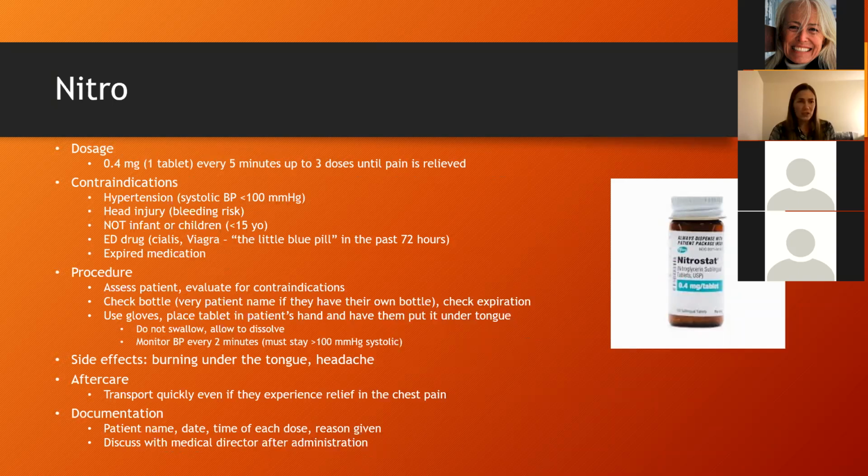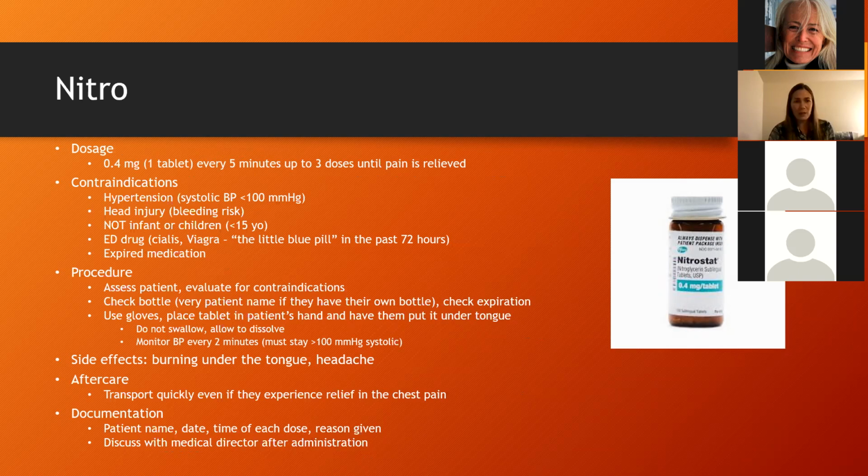To help patients, you assess the patient, evaluate for contraindications, make sure they have an airway to be able to give them, and make sure it's the right patient name and check expiration, whether it's their supply or from the patrols. Use gloves. Oftentimes the nitro can kind of get in your skin and give you a headache.